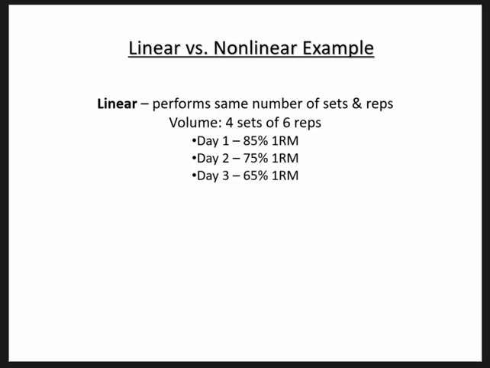So this example here is an example of linear. And then the bottom 2 will be nonlinear. An example of linear looks at performing the same volume on all 3 days of training. With the same volume, we can have a different intensity. So day 1, we're doing 6 RMs basically. So we have 6 reps at 85%.